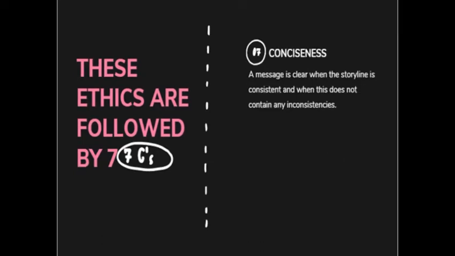Last, we have conciseness. A message is clear when the storyline is consistent and does not contain any inconsistencies. Conciseness means we need to eliminate wordy expressions, include only relevant materials, and avoid unnecessary repetition that would make your article boring or tiring for your eyes to read. Okay, so it should be concise but with complete details.